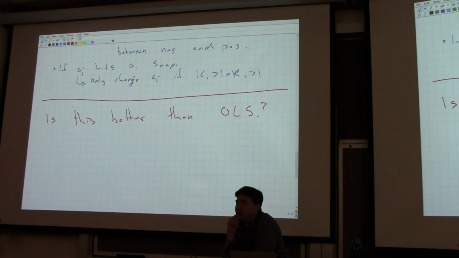Yeah. So it's better if your training set doesn't generalize well to the new data that you're going to see, then this model will be better. Yeah. Okay.